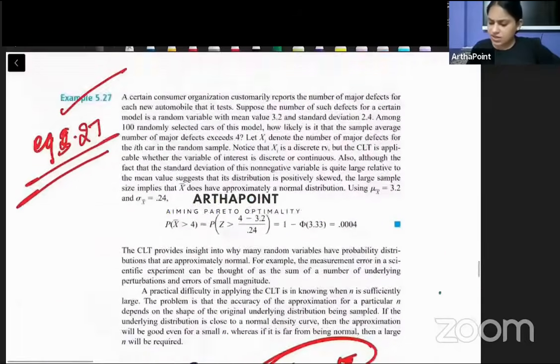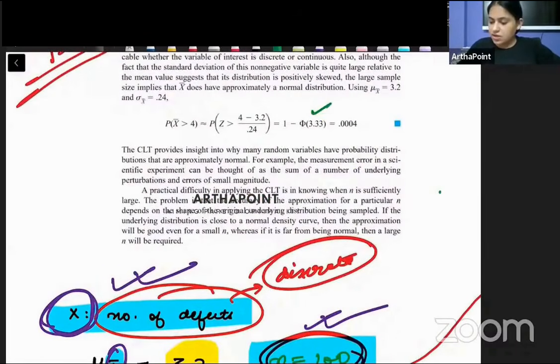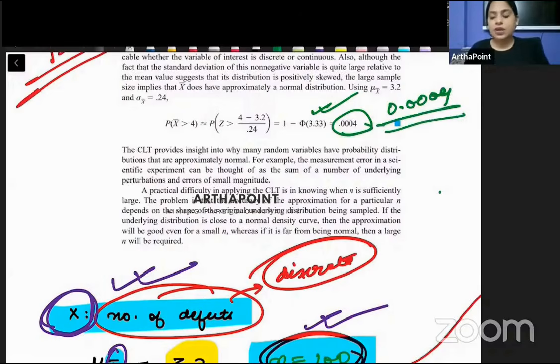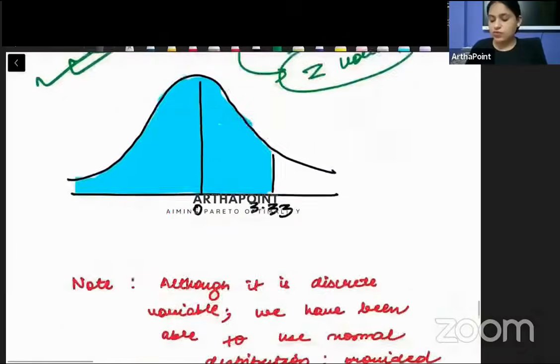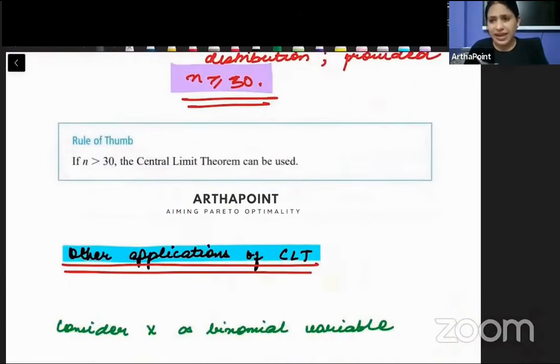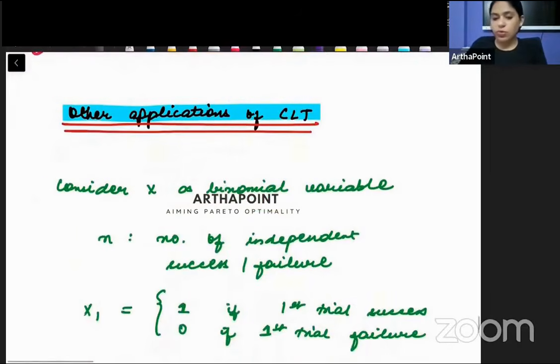I think the Z value came out to be, after this, the answer came out to be 0.0004. Okay. So now, this is another thing which we should be highlighting here, which I've already highlighted, that the central limit theorem only works well if your sample size is greater than 30. But one last thing that I want to discuss today is the other application of the central limit theorem.